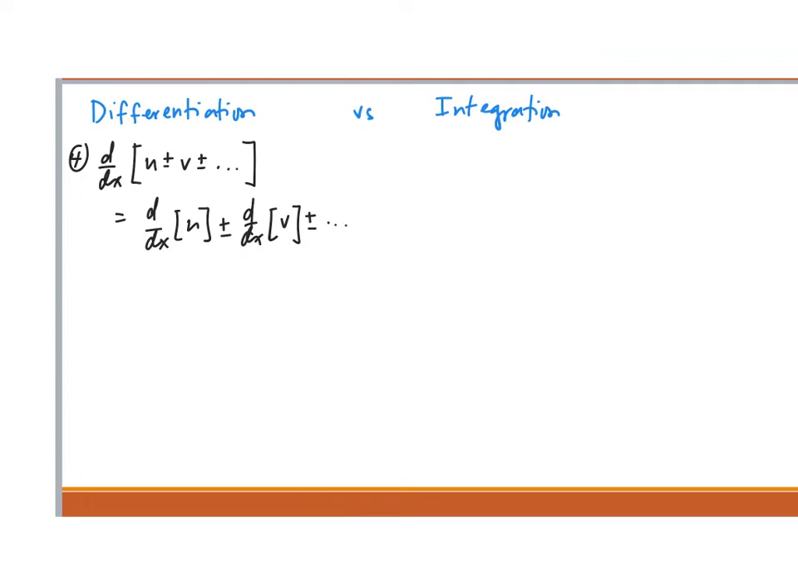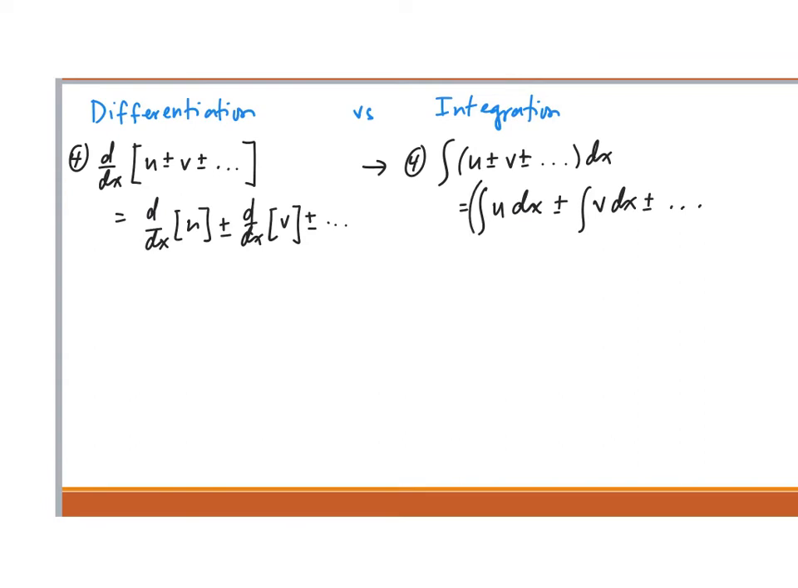And the same is true for integration. So the integral of the sum or difference of two or more terms will just be the sum or difference of the integrals of the individual terms. So the integral of u dx plus or minus the integral of v dx, so on and so forth, then plus the constant.